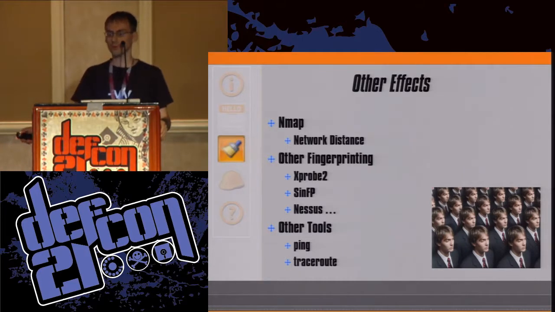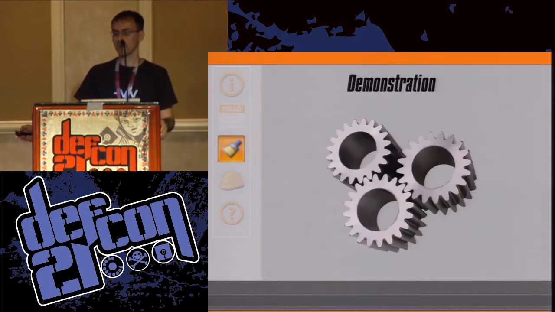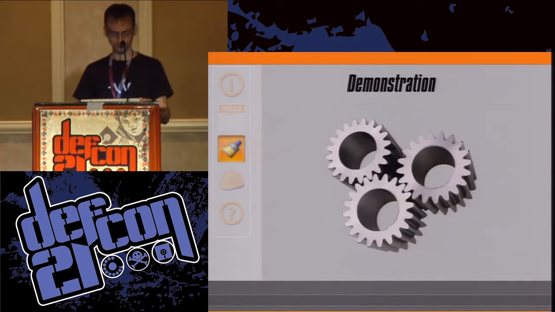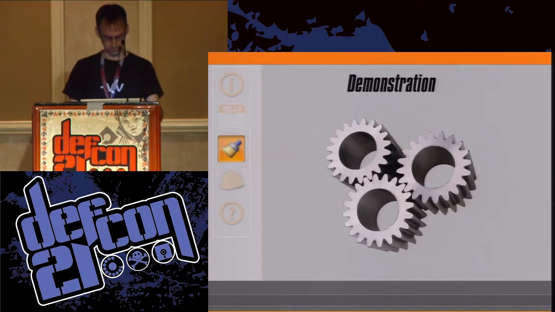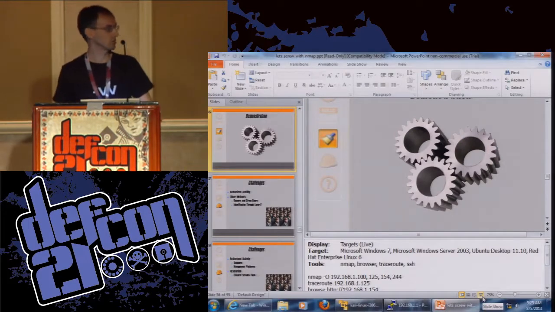And then, of course, there are those other tools, the tools that we use to monitor and troubleshoot the network. Ping, traceroute, two good examples. They're able to operate normally without any problems whatsoever. Now, I did talk about doing a demonstration, so here we go. Because it's always good to not just talk about it, but just show you.